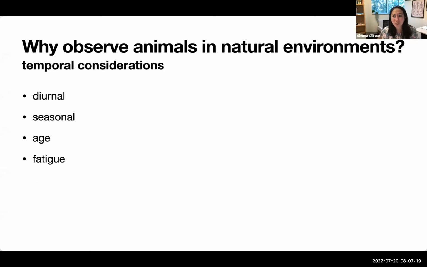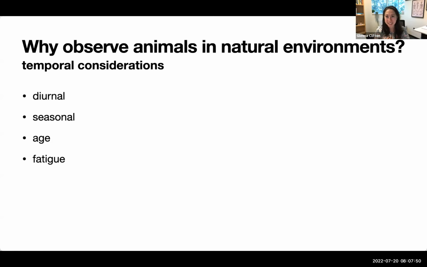The last kind of category I wanted to mention was temporal considerations. A lot of times we study animals and we say, this is how they move or this is how they behave, but we're only looking at them really in a single snapshot in time. But animal behavior really varies temporally, so that varies throughout the day, and it also varies seasonally. It varies throughout their life, and it also varies in a short temporal amount with fatigue, though I think we do tend to consider that a little bit more frequently in our studies.